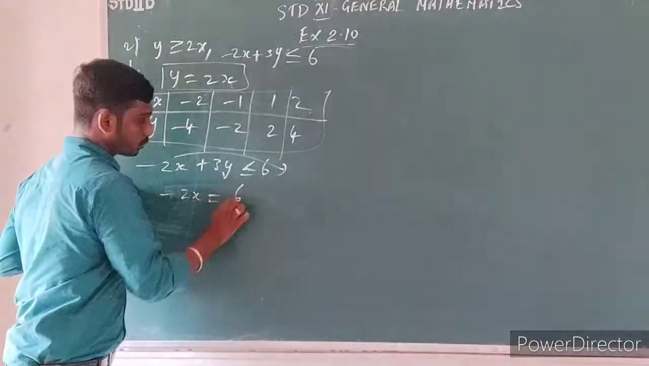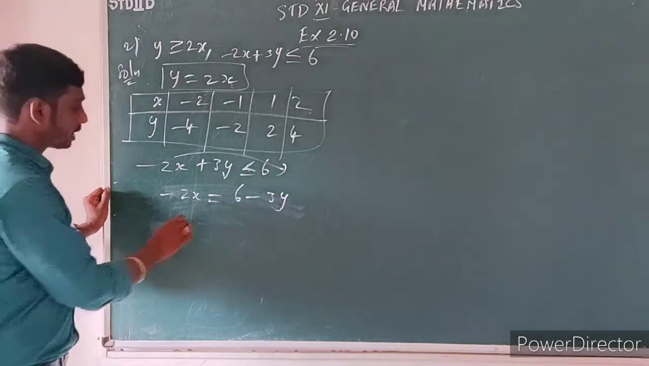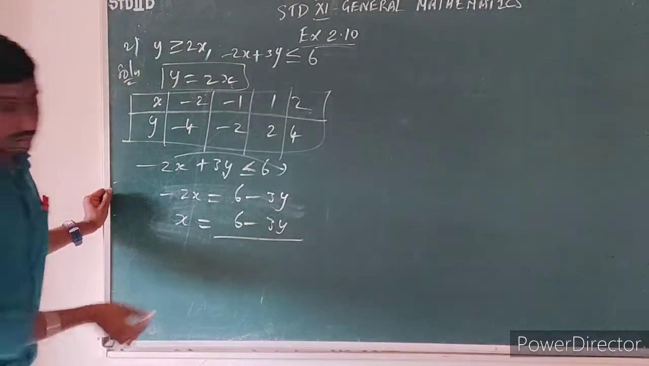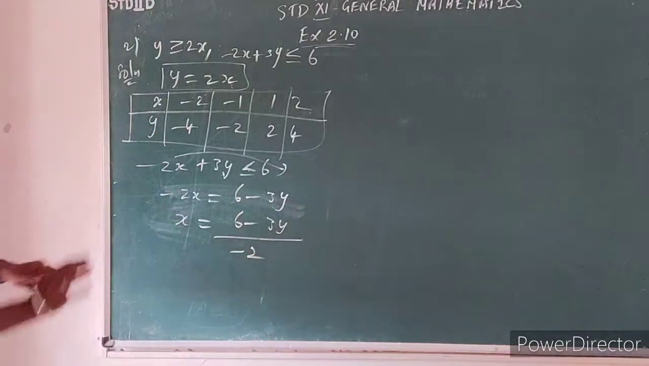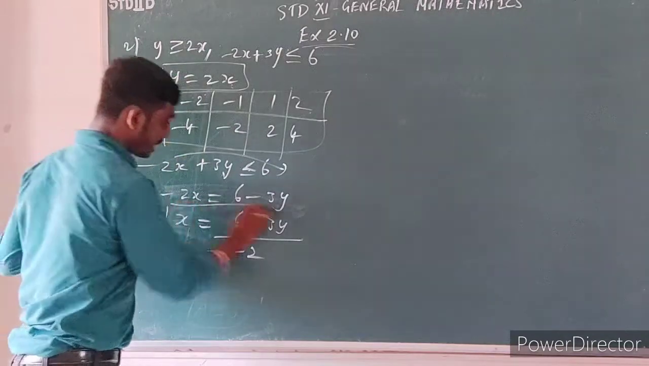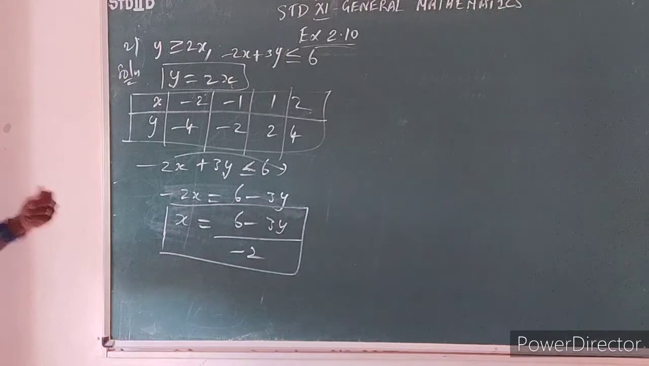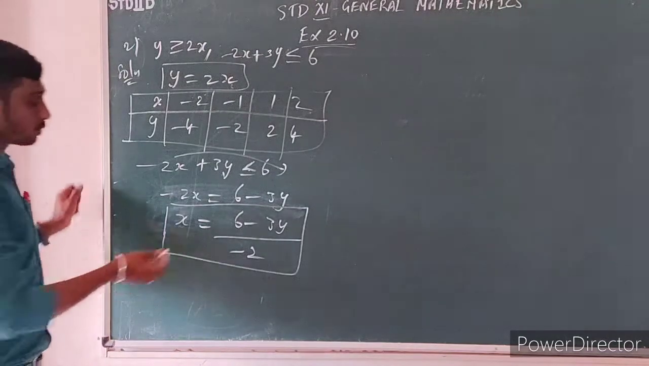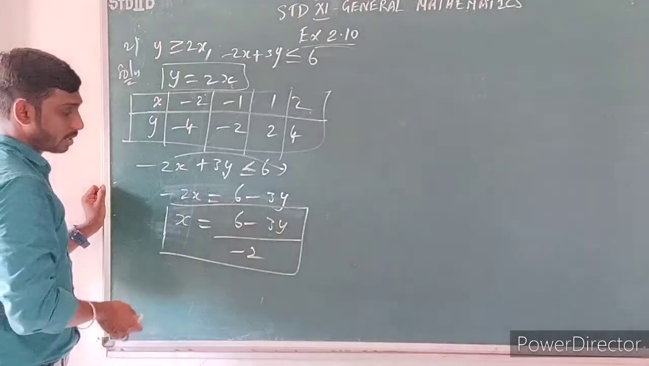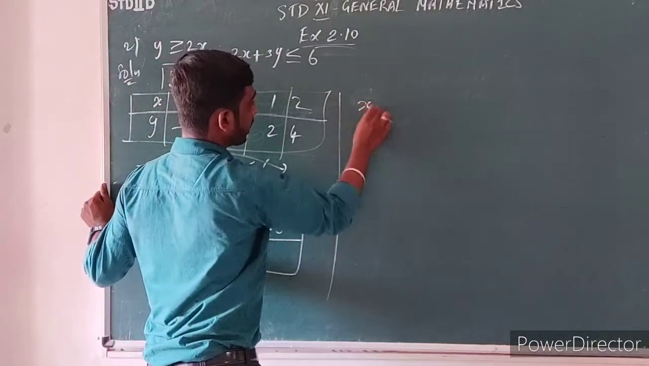Minus 2x equal to 6 minus 3y. Then x is equal to 6 minus 3y divided by minus 2. In the first equation given, y is equal to 2x. Here we have x is equal to 6 minus 3y divided by minus 2. So now we are going to substitute the values for y, and here we get the x value. Now create the table here.